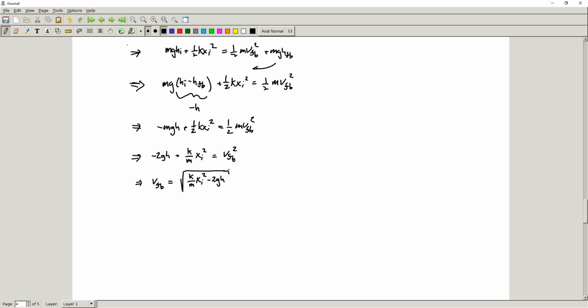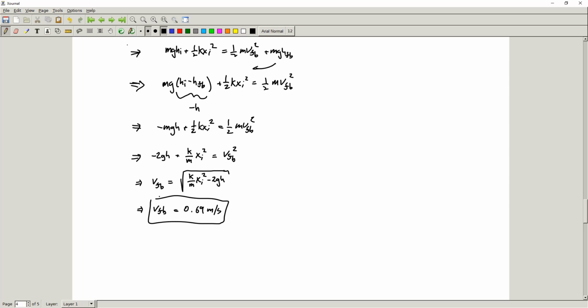Okay, and at this point we just substitute in numbers. We're given k, we're given m, we're given x, we know what g is, we know what h is. So if you substitute in numbers for all those, make sure you're careful about how you do the substitution. You're going to end up finding v final b is equal to 0.69 meters per second.